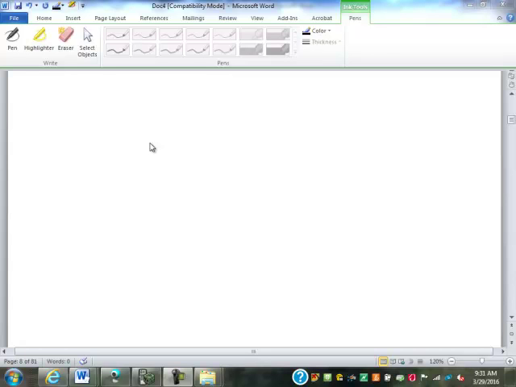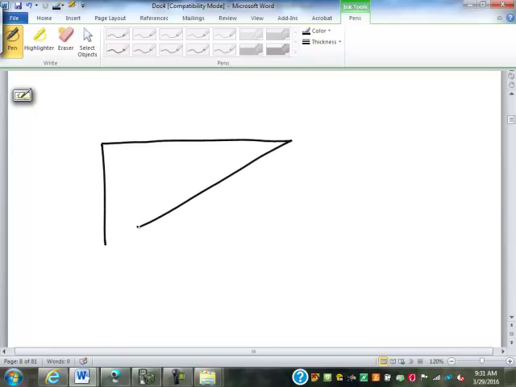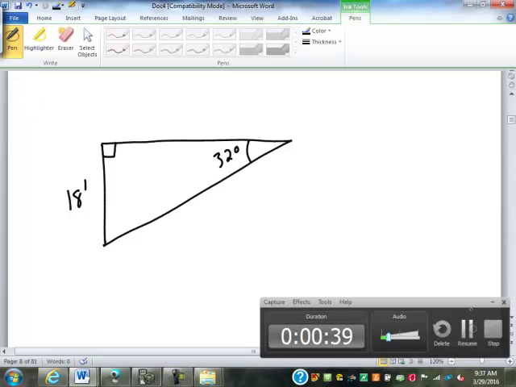So when last we met, we've been talking about right triangle trig and finding missing parts of a right triangle. For right now, I'm going to have you look at this triangle where I give you a right triangle, a right angle, and I tell you that this side over here is 18 feet and that this angle is 32 degrees. Can you find the other sides? Go ahead and take a couple minutes in your notes and find the other sides.